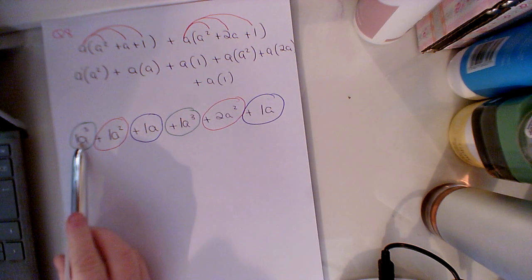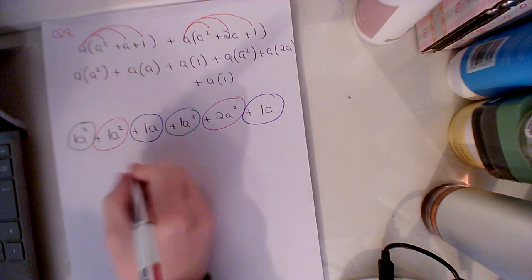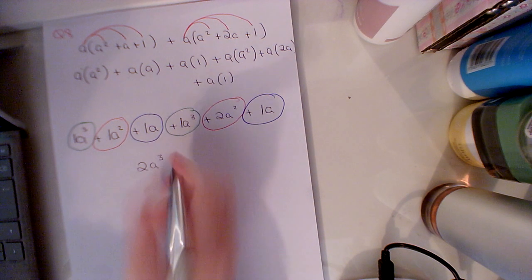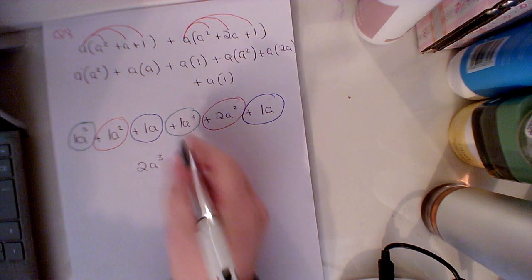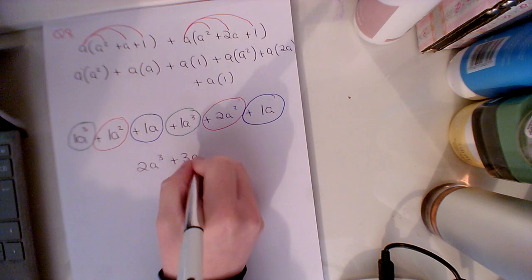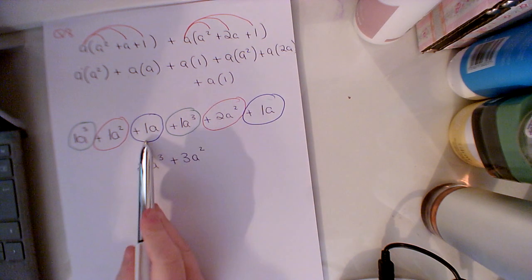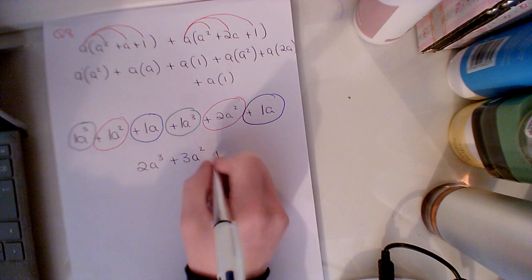Okay, so 1a cubed plus 1a cubed, I'll get 2a cubed. 1a squared plus 2a squared, I'll get plus 3a squared. 1a plus 1a, I'll get 2a.